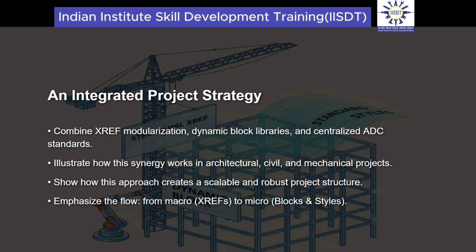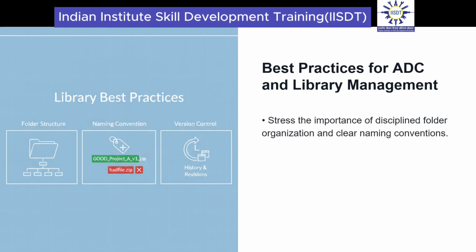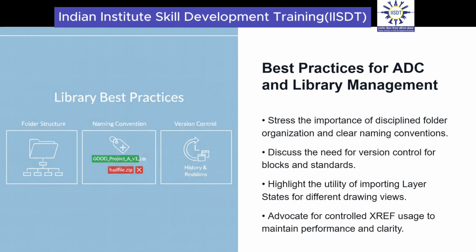A powerful tool like the ADC is only as effective as the organization behind it. Without discipline, your content library can quickly become a chaotic mess. Therefore, adhering to best practices is not just recommended, it's essential. The foundation of good management is a disciplined and logical folder structure. Don't just dump all your blocks into one folder. Categorize them logically, for example, by discipline, architectural, mechanical, then by type, doors, windows, fasteners.